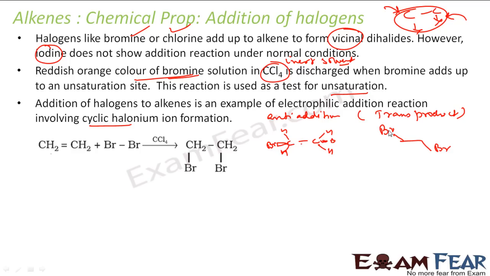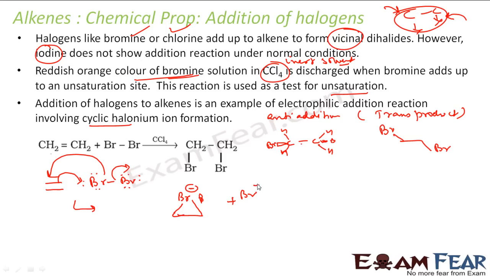Okay, so let's see the reaction mechanism. Let's suppose I have a double bond here. This is my double bond. The moment I have a bromine here, so this double bond will attack this bond. Correct. So now this bond will break, and the negative charge will try to attach here. So the product we'll be getting is something like this. I have a bromine here with a negative charge, and one comes out with a positive charge.